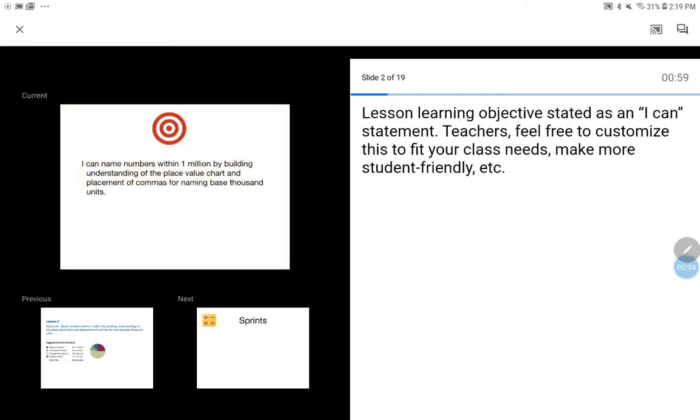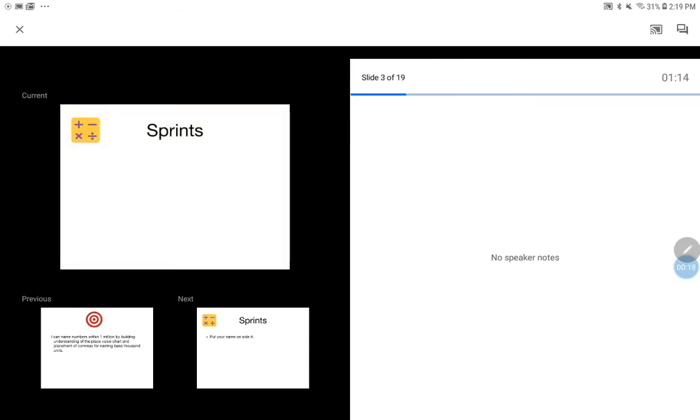Alright, so today we're going to be naming numbers within 1 million by using our place value chart and what we know about place values, and placing the commas to help us name numbers a little easier. So we're going to start out today with a sprint.